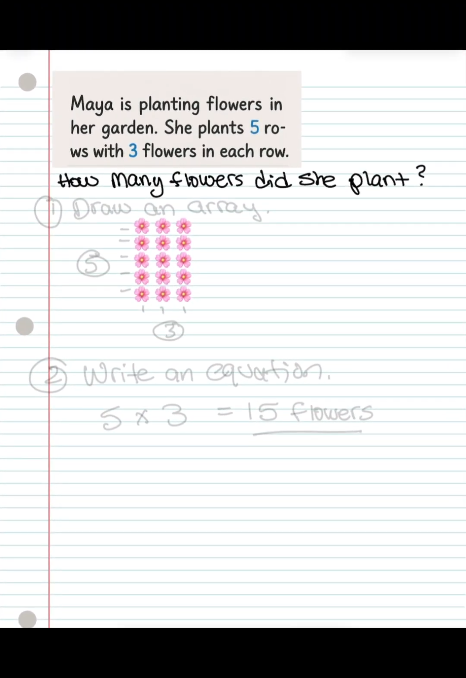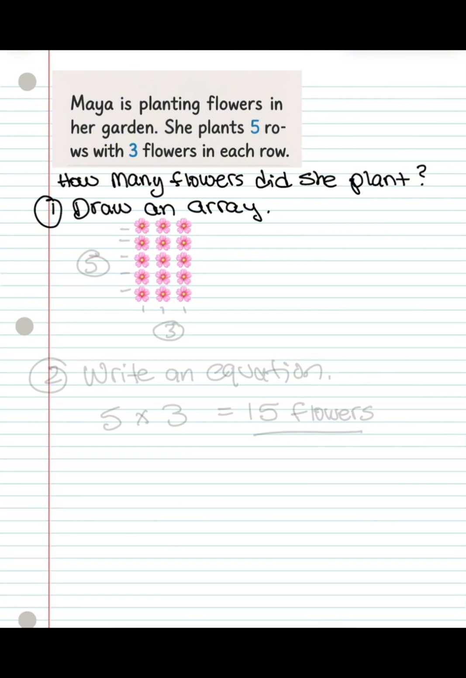Maya is planting flowers in her garden. She plants 5 rows with 3 flowers in each row. How many flowers did she plant? So using the concept of arrays that we just learned, the first step is to draw an array. So this is our picture here. We have 5 rows, 2, 3, 4, 5, and we have 1, 2, 3 columns.